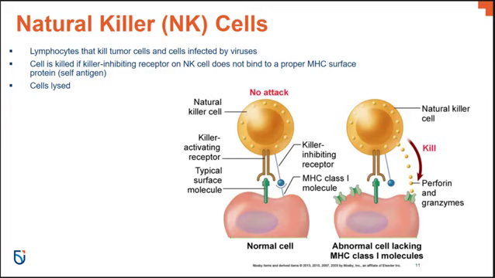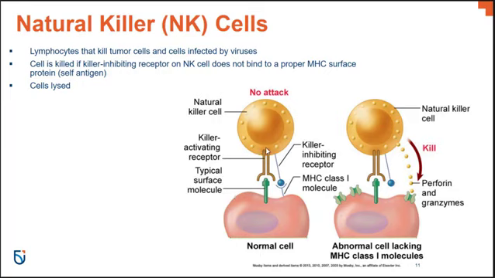Besides phagocytes, the body has another important set of cells that provide innate defense in the body, and these are called natural killer cells, or NK cells. NK cells are a group of lymphocytes that kill many types of tumor cells and cells that are infected by different types of viruses. Natural killer cells recognize abnormal cells by using two recognition receptors, a killer activating receptor and a killer inhibiting receptor. If we look at this diagram here, this is representing a natural killer cell, and this is a normal cell in our body.